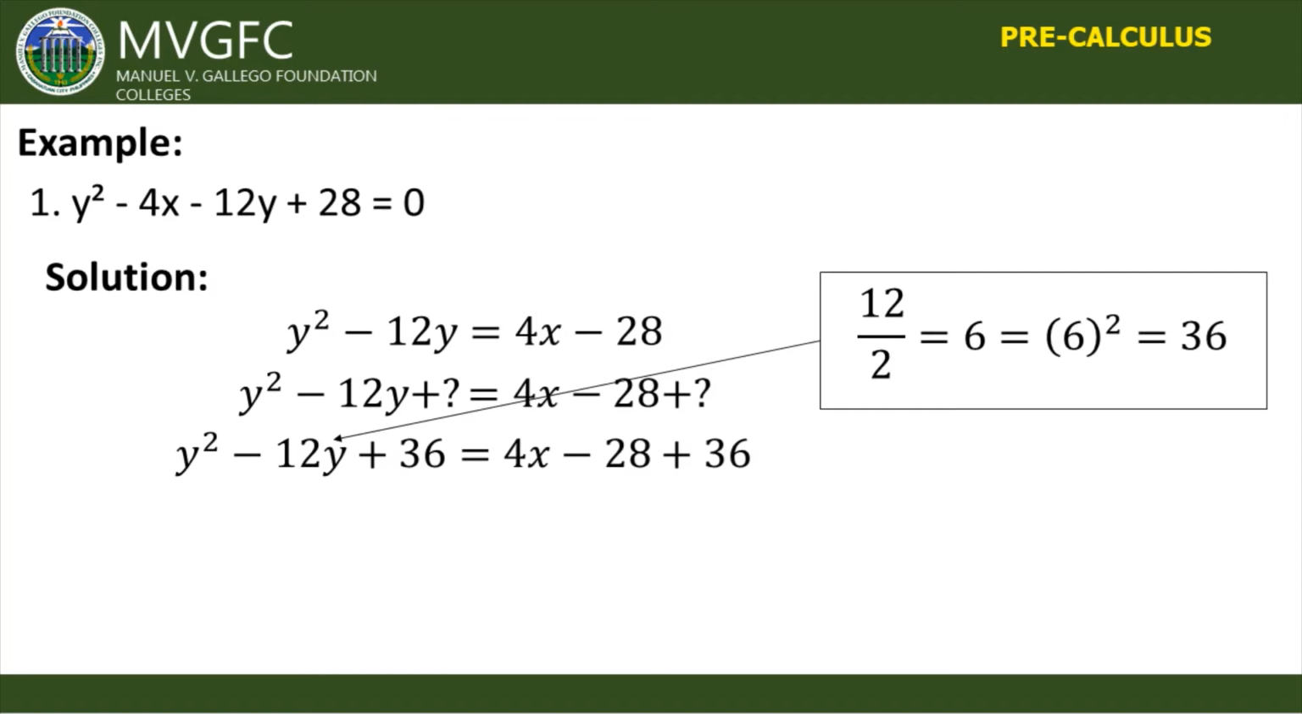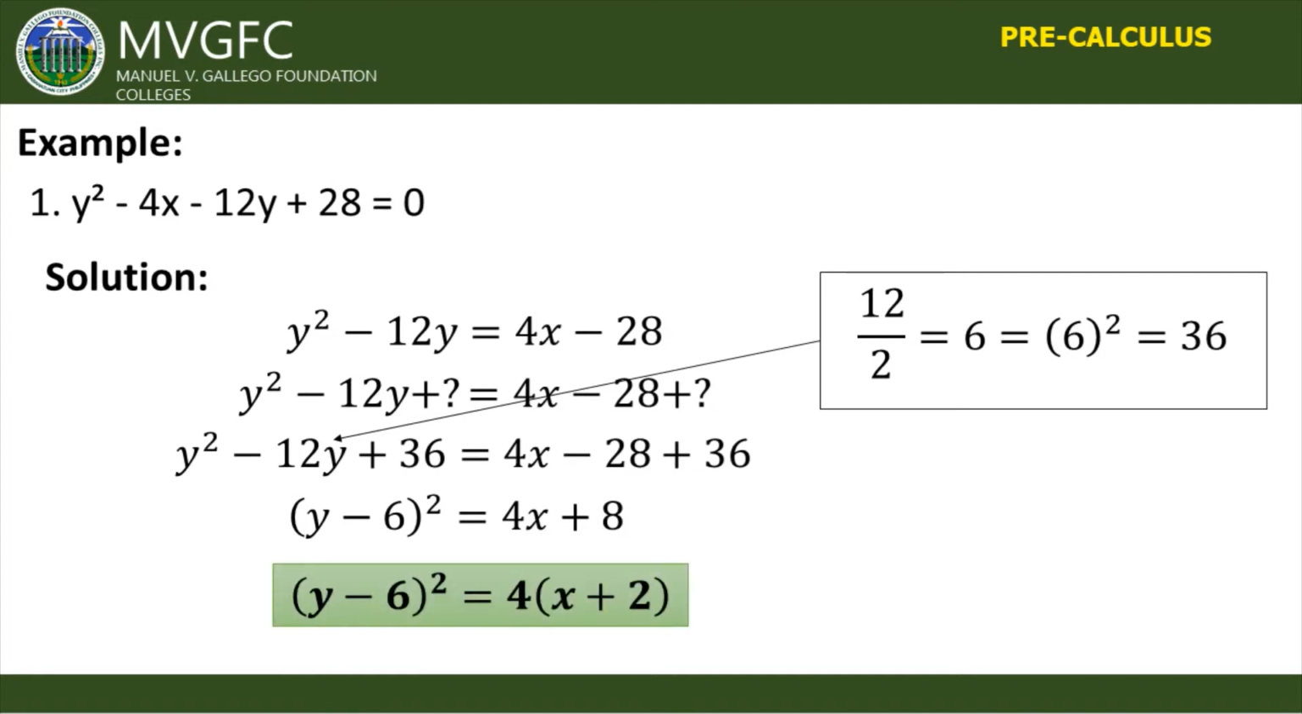Lastly, simplify this and express the perfect square trinomial as a square of a binomial to make the equation in the vertex form. So we have here y minus 6 quantity squared, because when you multiply y minus 6 by y minus 6, even using the shortcut method or the FOIL method, you can get y squared minus 12y plus 36. And we have here negative 28 plus 36 is equal to 8. That's why we have 4x plus 8. So our final answer now is y minus 6 quantity squared is equal to 4 multiplied by x plus 2, because we factor out 4x plus 8.